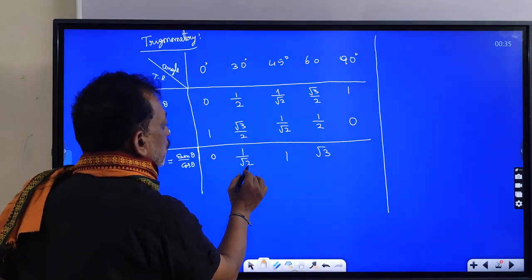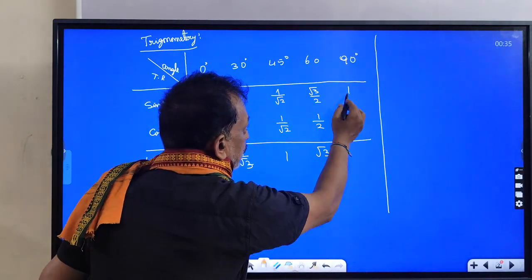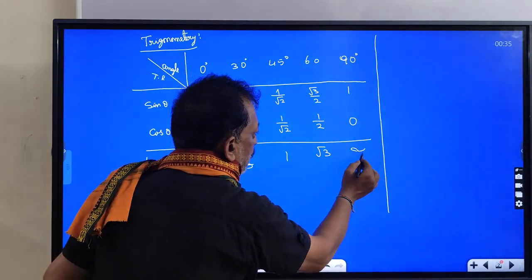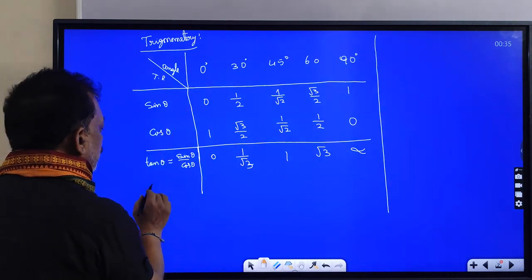So, this is 1 by root 3. Okay. This is root 3. This is, anything divided by 0 is infinity, not defined. That is called tan. Next, coming to cot theta.